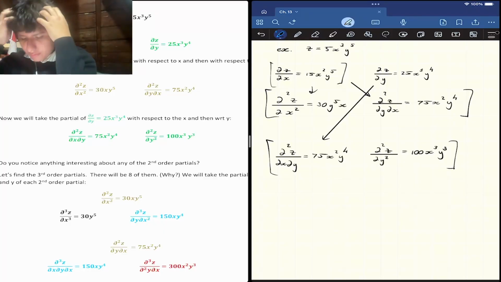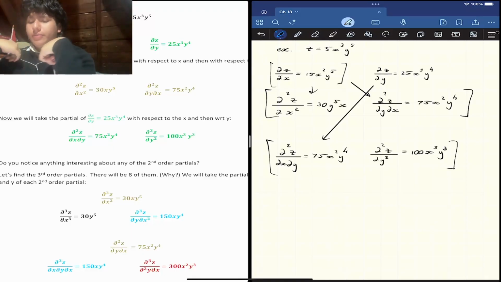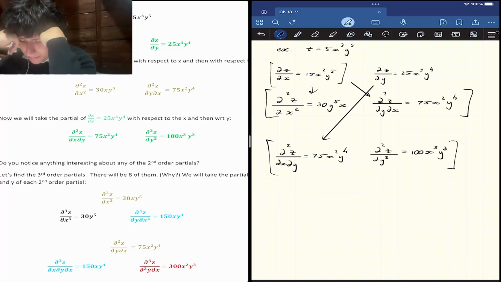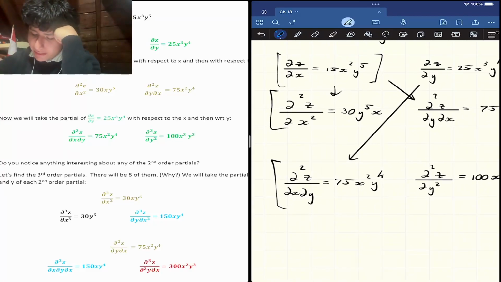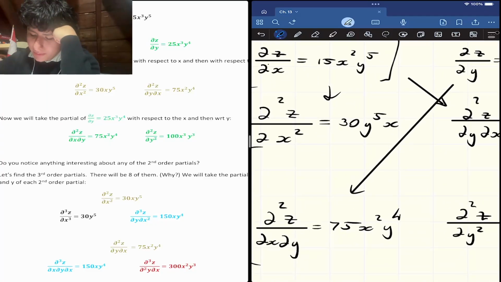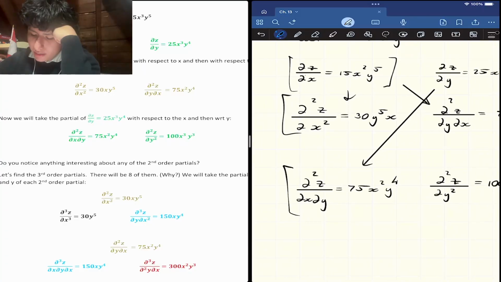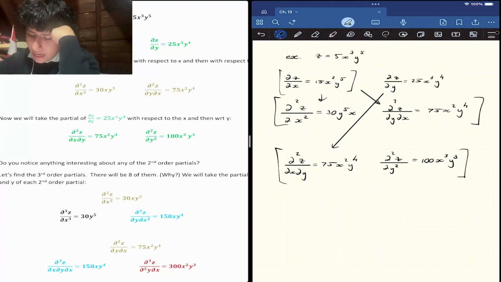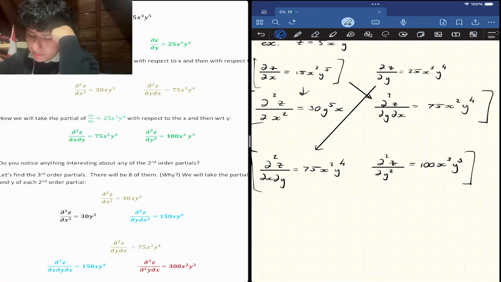So essentially we found the derivative with respect to x, and then we differentiate it again with y. No, we take it with respect to x and then we take it with respect to y. In this case, we take it with respect to x. That y would be the constant, and then now we take the second derivative, the second order partial with respect to y. In this case, that 15y to the 5th, the 15x squared would become a constant, right?